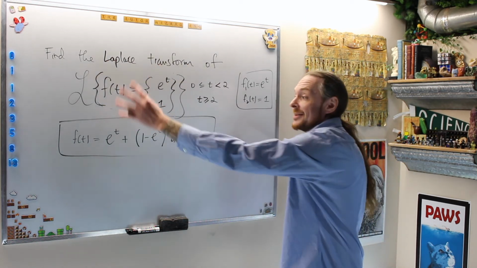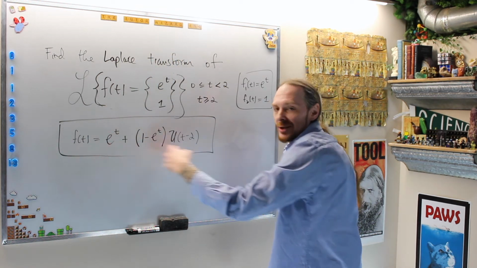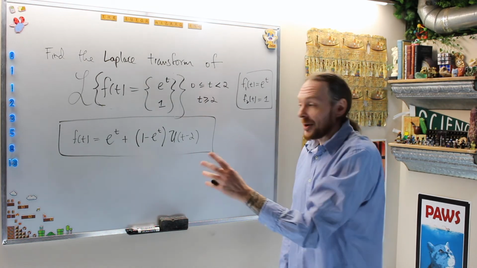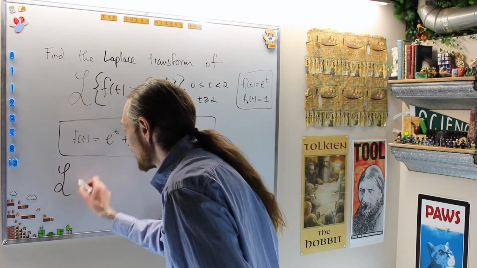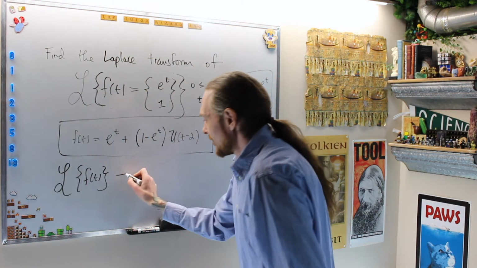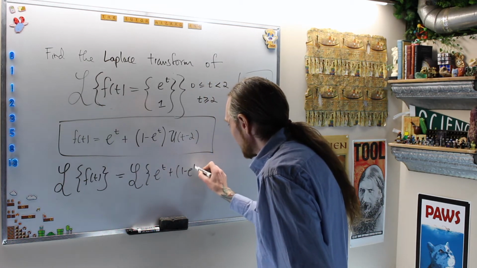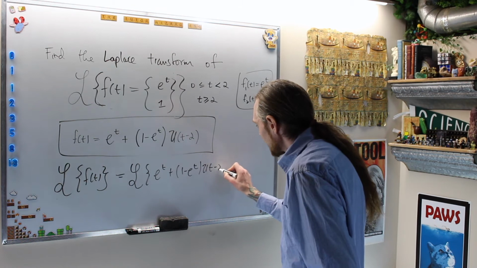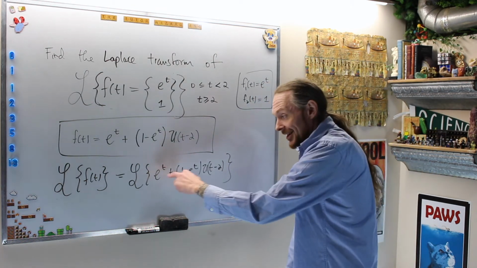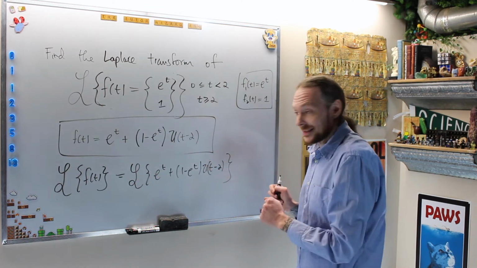So the first step is write this expression, which is lazy sort of, as the really clever unit step function linear combination expression. And now we're just set up, because it's a linear operator, we can apply the Laplace transform to f of t. And that is going to be the Laplace transform of e to the t plus 1 minus e to the t times u of t minus 2. And now the linearity of the Laplace transform says I can split this sum and I can spit out any scalars that I want.